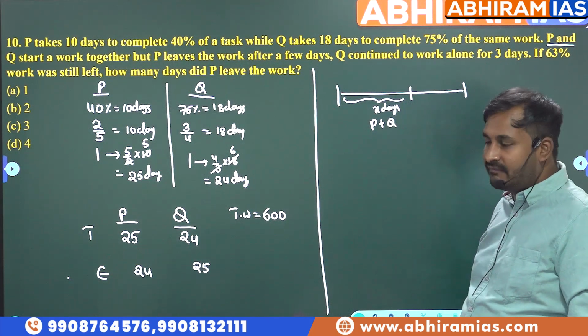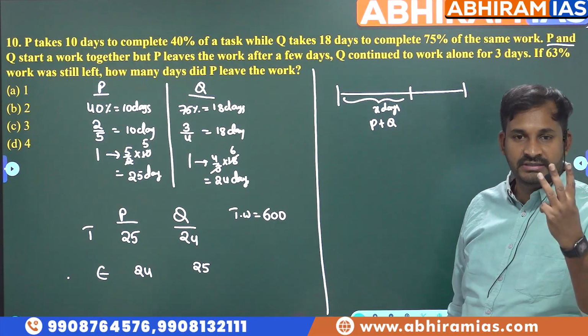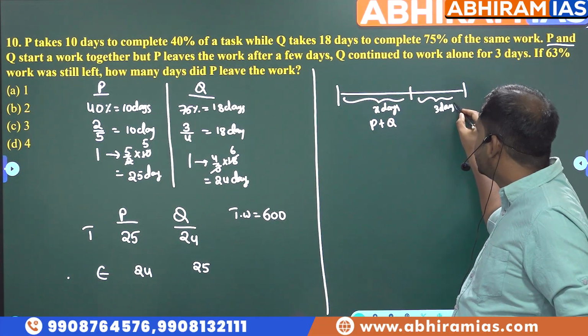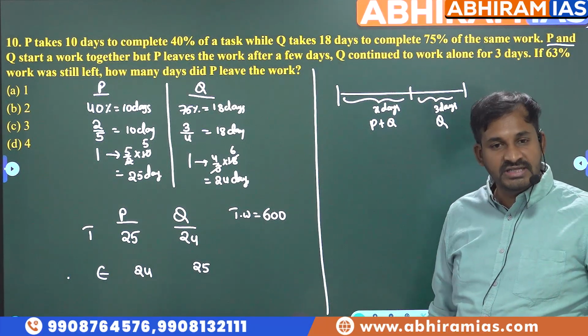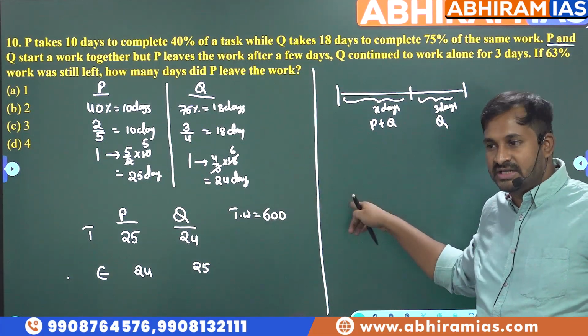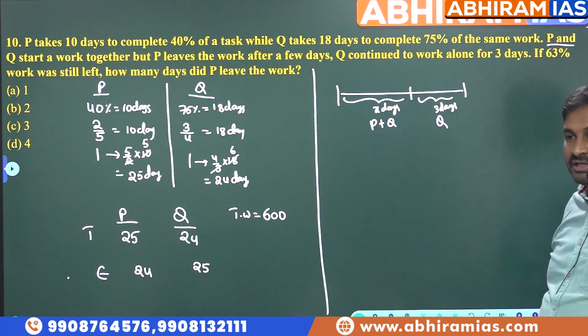And after P left the work, who worked? Q. And he continued for how many days? 3 days. So for these 3 days, who worked here for me? Q worked. By working like this, did they finish the complete work? Earlier they finished the whole work, so we used to write total work. But they finished what portion of work here?